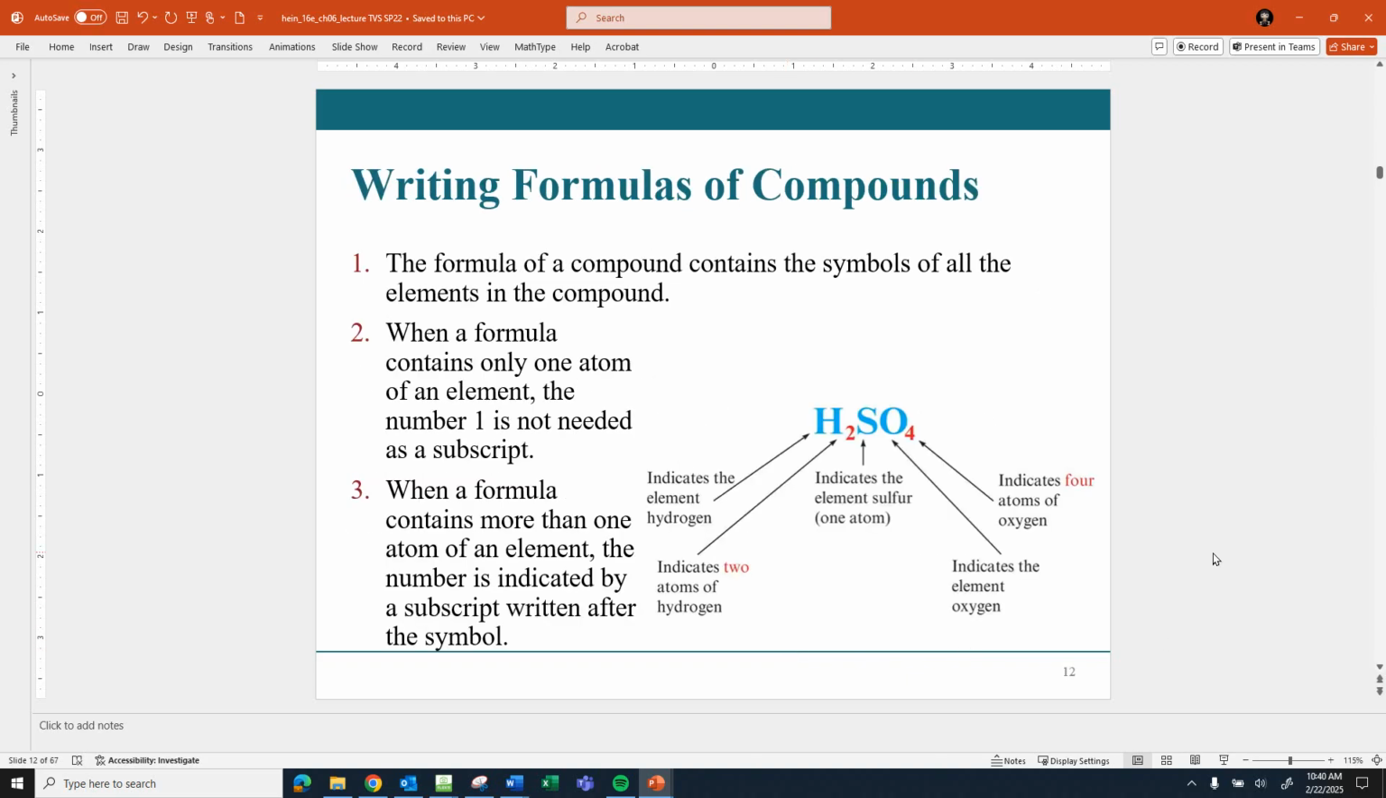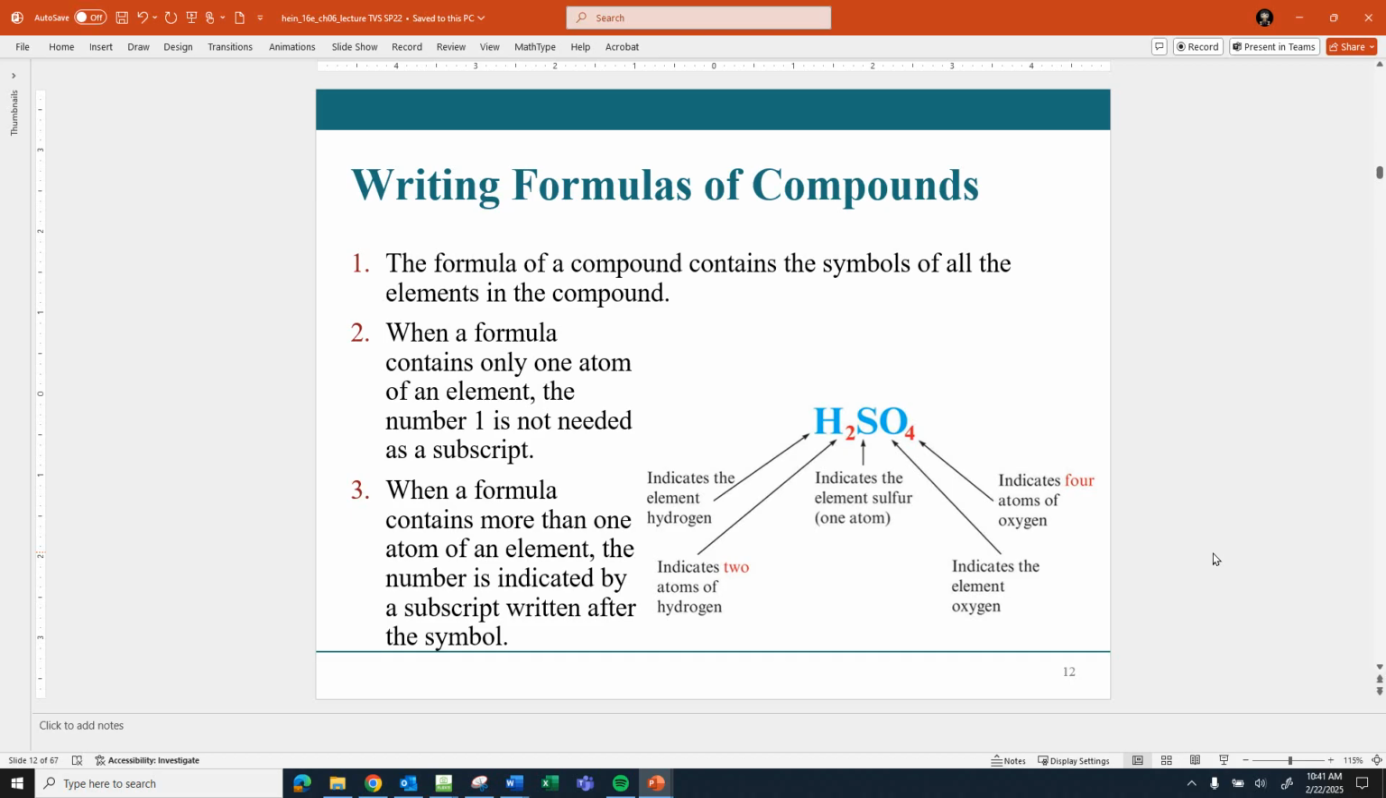So how do we write formulas of any compound, whether it's molecular or ionic? Well, the elemental symbol has to be written just as it is on the periodic table, so you have to capitalize or lowercase correctly. For example, iron is a capital F with a lowercase e. So you have to write the symbol of the element the way it's on the periodic table.